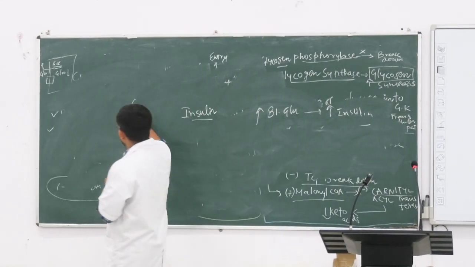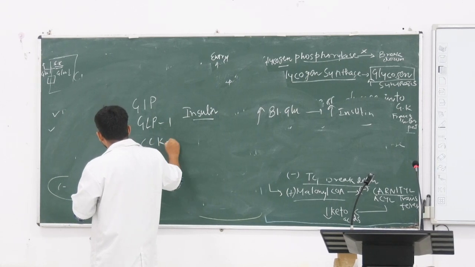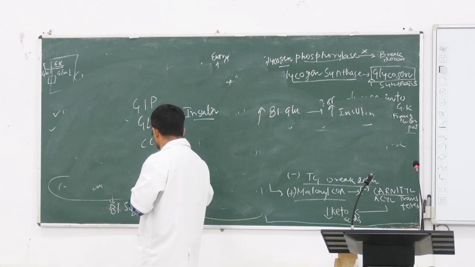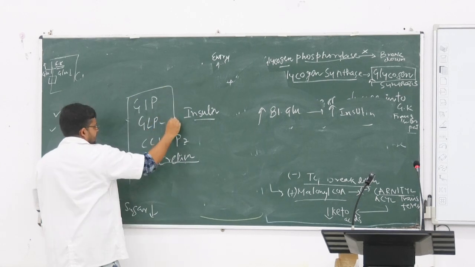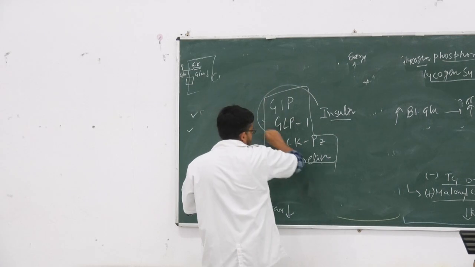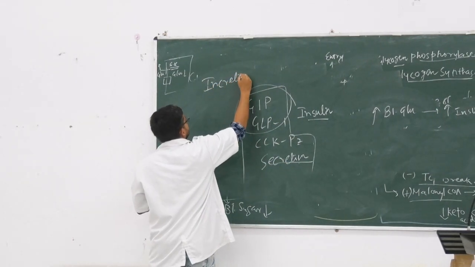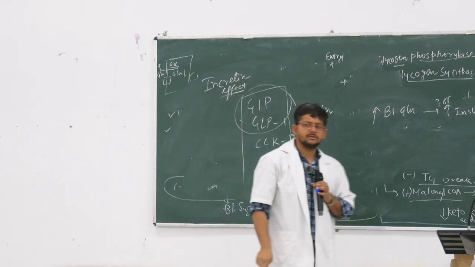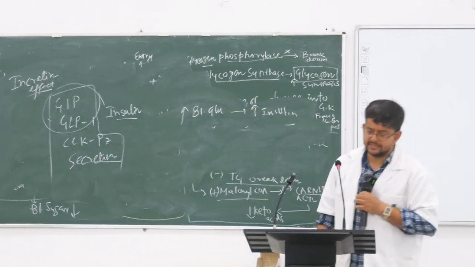Fourth is GLP, GIP, which increases insulin secretion. Fifth, which is a subset of this point, incretin effect. Again, I will come to that. Few weeks back I have discussed this. Today in a separate light we will discuss this.